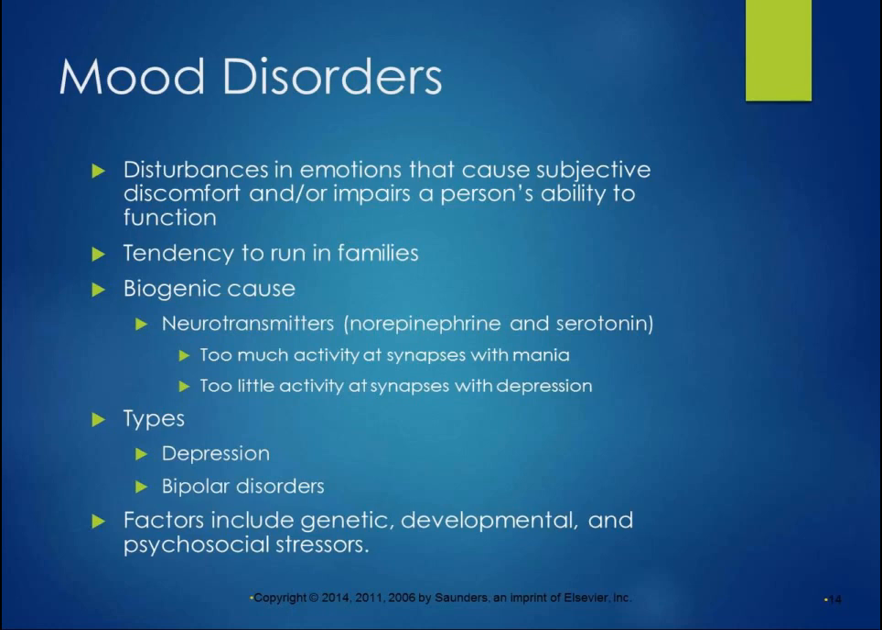With mania, there's too much effect, so they want to have an inhibiting effect on the serotonin. So the two types of mood disorders that we're going to classify are depression and bipolar disorders. A lot of times, the factors that contribute to these disorders can include genetic, developmental, and psychosocial stressors.